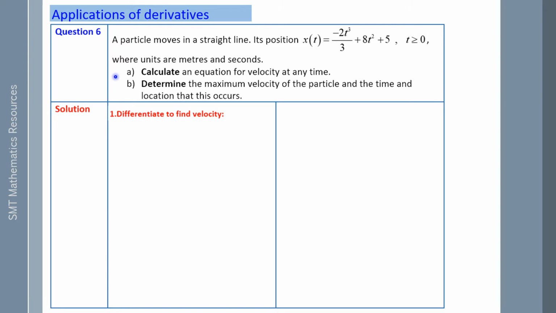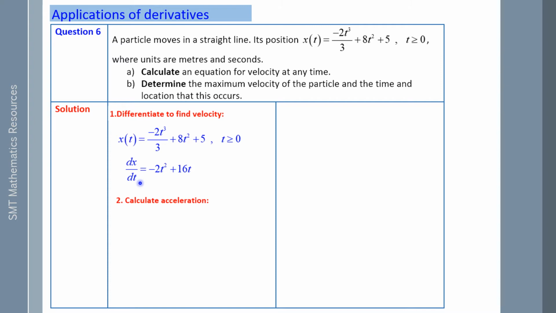To differentiate, define velocity. If we differentiate that, that's just using your plain old simple polynomial power rule for differentiation. So 3 times negative 2 is negative 6, divided by 3 is negative 2. 8 times 2 is 16, take 1 off the power, and 5 disappears. So we have dx/dt, which is velocity.